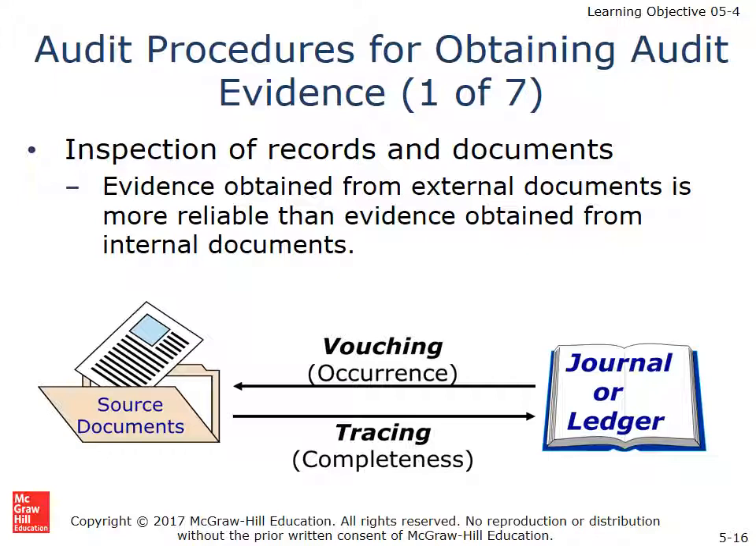The other kind of procedure is tracing, and that tests for completeness. Is everything in the source document file in the journal? So are all the checks recorded? Are all the sales invoices recorded? You're looking at many different kinds of things. So there's two different things we do: one for occurrence to determine if that assertion is met, and one for completeness to determine if that assertion is met.